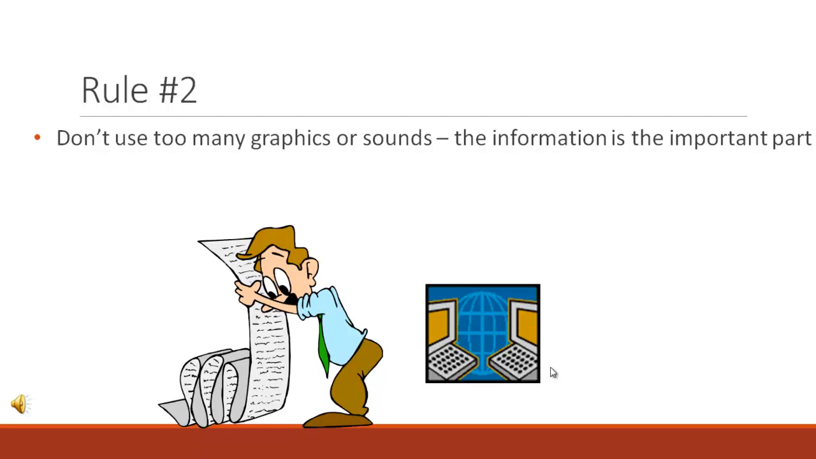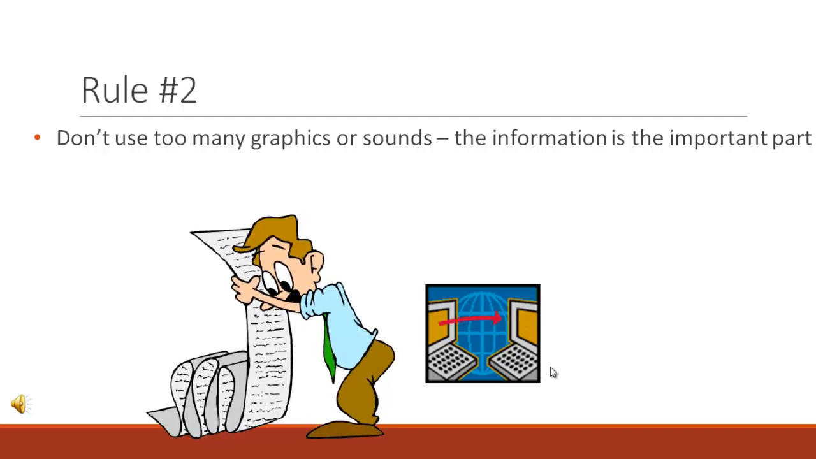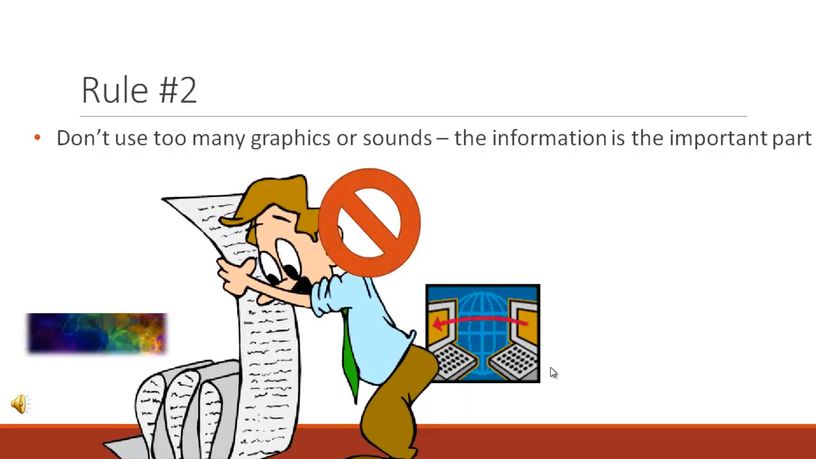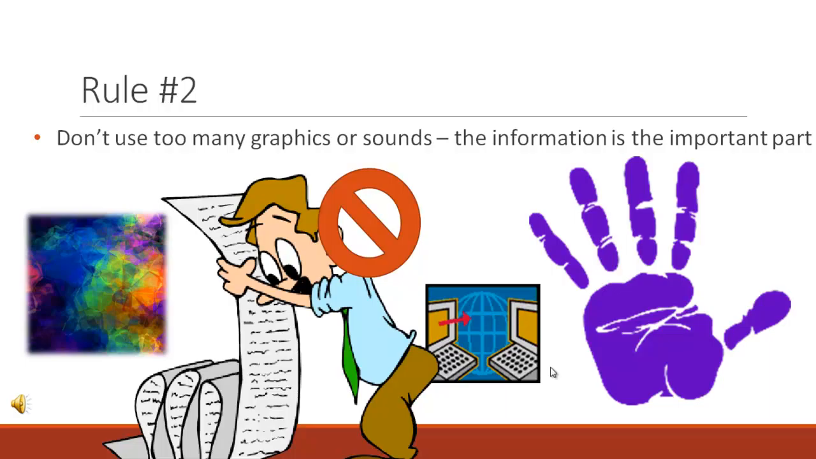Now, rule number two, you don't want to use too many graphics or sounds. That's important because if you're using all this animation and you have all this audio playing, I'm competing against this audio. So the person in the audience can't hear what I'm saying because I have claps going on, or all this noise on the screen, and they can't hear or receive what I'm trying to communicate because of all this distraction on the screen.